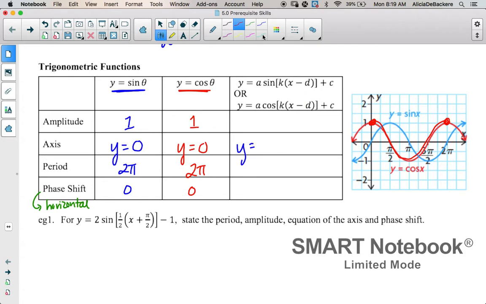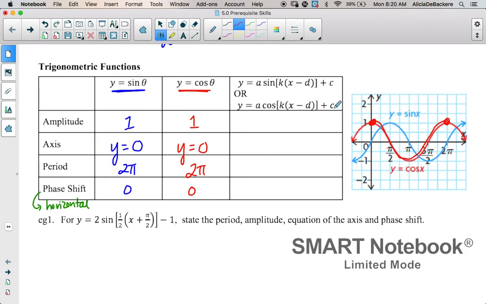All right, so what happens if I have the transformation format? So I have an a multiplier in front of either function, sine or cos, and then inside the function there's a k multiplier and a d addition or subtraction. And the k multiplier is factored out. That's important for me to get the correct phase shift or the correct d value. And then adding c on the outside.